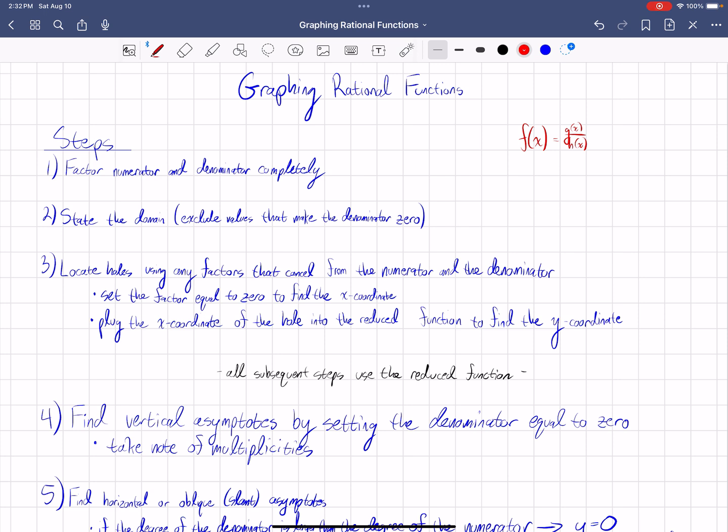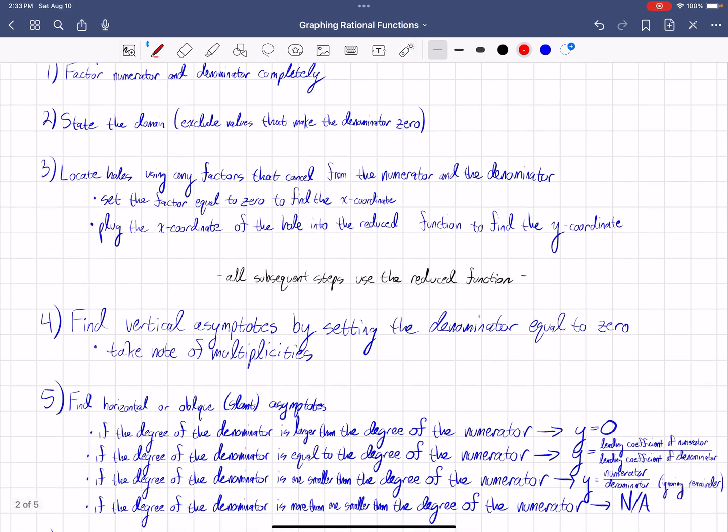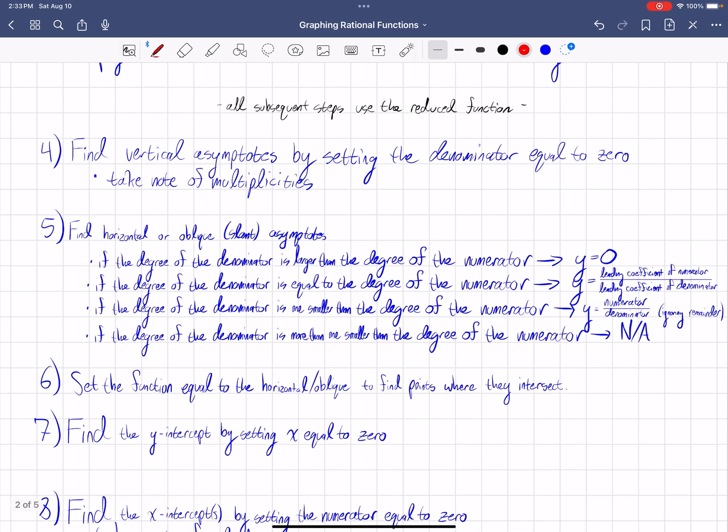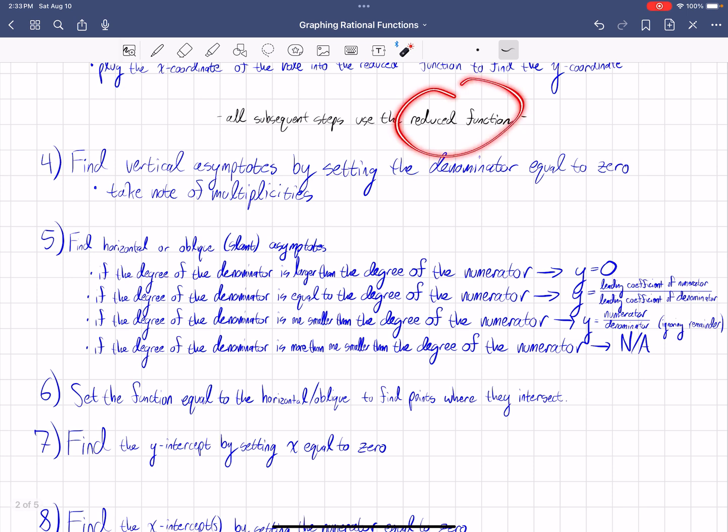Then, to find the y-coordinate of the hole, you'll just take that x-coordinate and plug it into the reduced function. The reduced function is just the function you get after you cancel those factors. So you'll take the x value of the hole, plug it into the reduced function, and that'll pop out the y-coordinate of the hole. Once you've done that, all the rest of the steps, you're going to use the reduced function. You can ignore the original one and use the function that you get after you cancel those factors, if there are any.